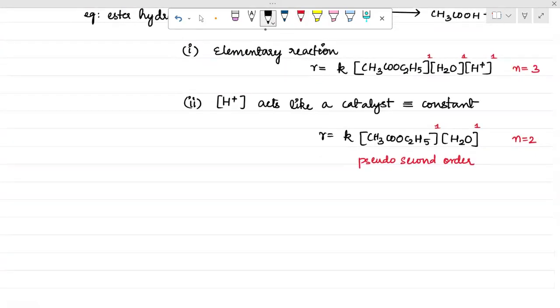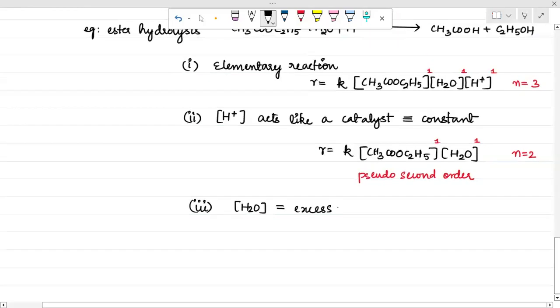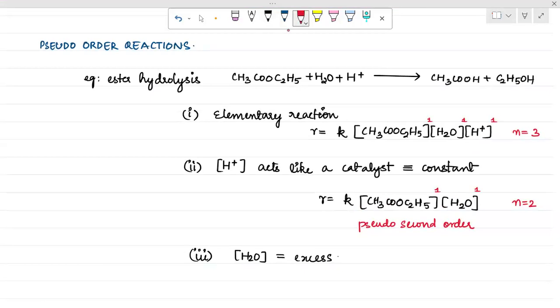Let's put one more condition. Let's say the concentration of water is in excess. Excess means let's say you have only 10 ml of your ester and the amount of water that you take is, let's say, 20 liters.